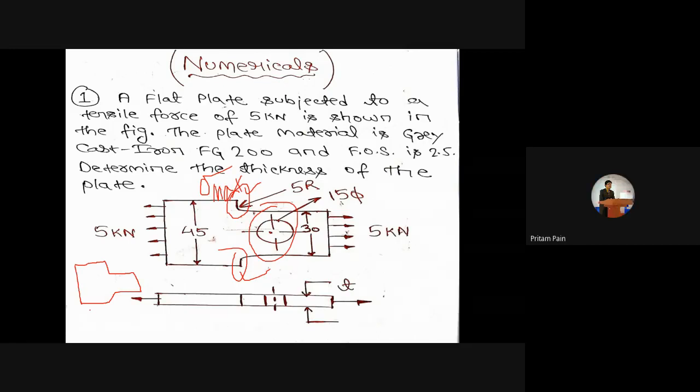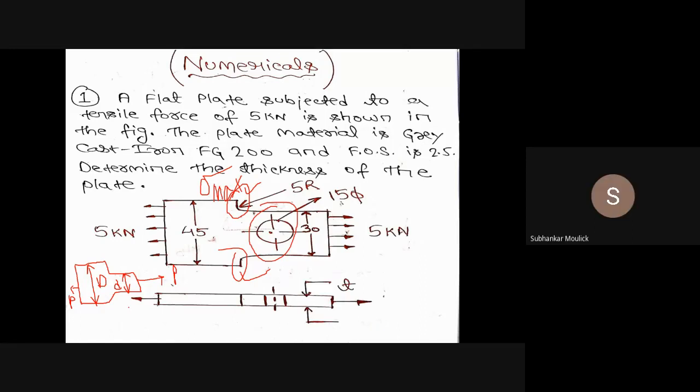Hello? Yes, sir. Yesterday I told you that if a fillet has been made in any member, and that member is subjected to tensile loading, then this particular value is capital D and this particular value is small d. Can you guess from the diagram what the values of capital D and small d are? Sir, 45 and 30 mm.